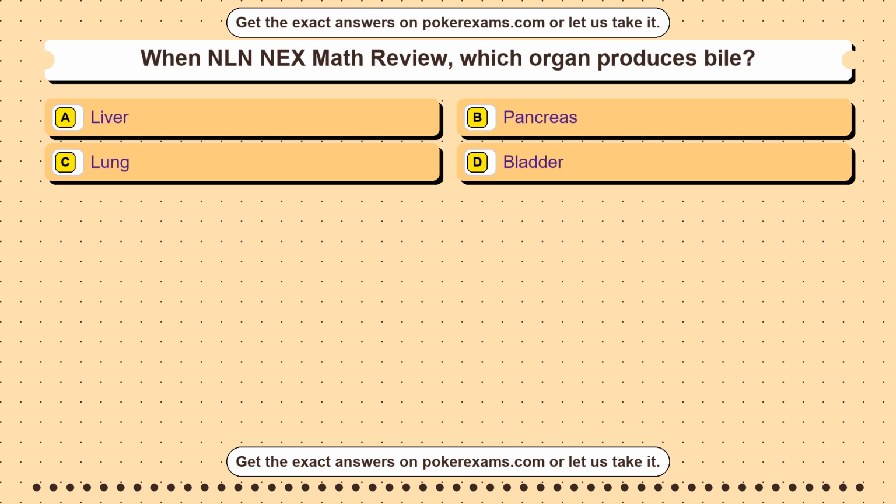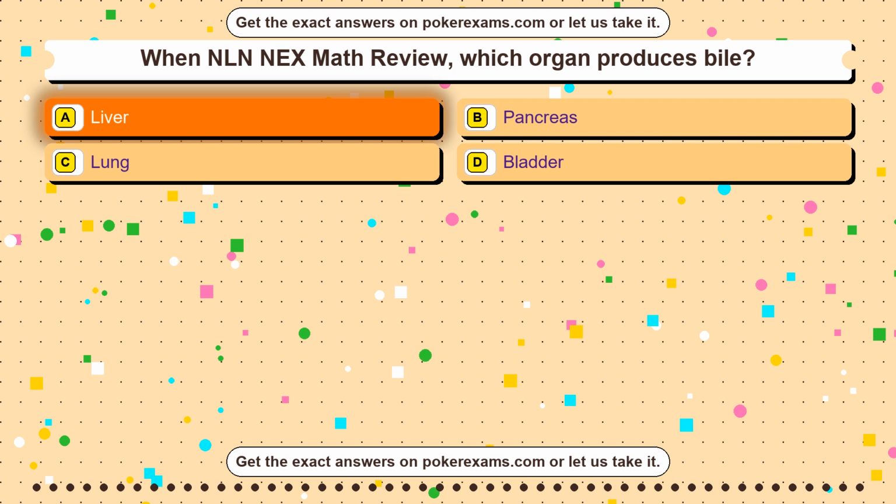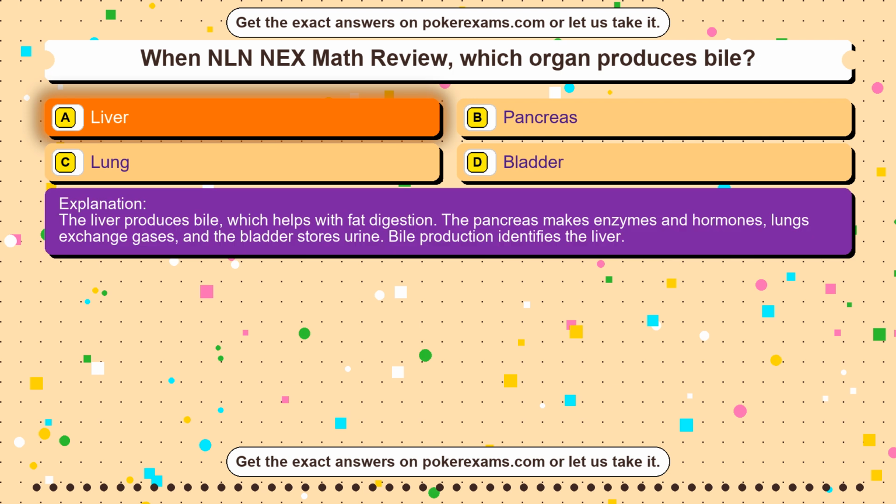Question 49. When NLN NEX Math review, which organ produces bile? Option A liver. Option B pancreas. Option C lung. Option D bladder. The correct answer is option A. Liver. The liver produces bile, which helps with fat digestion.